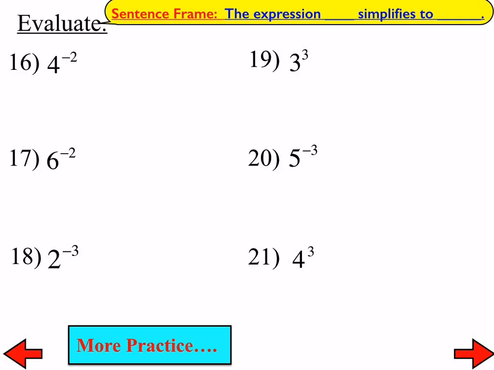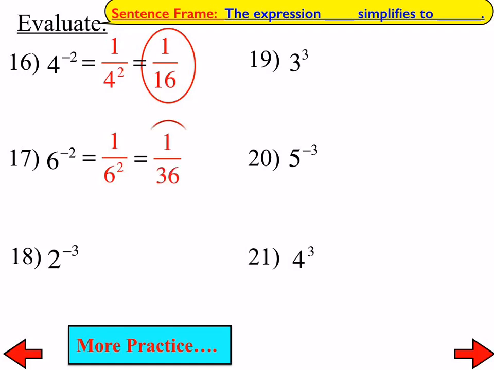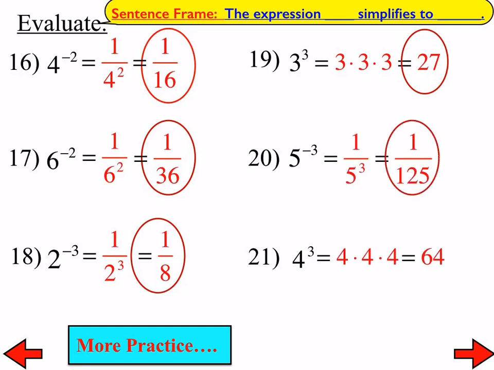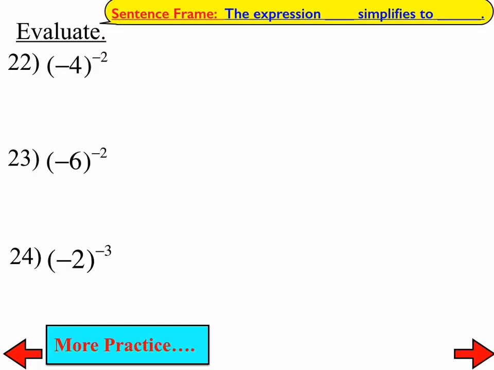All right, so as we quickly saw, most of these are pretty easy. Number 16 is 1 over 16. By the way, if we were asked to write in exponential form, then we would stop at 1 over 4 squared, but we are asked to evaluate here. Number 17 is 1 over 36. 18 is 1 over 8. 19 is 27. We have a positive exponent there. 20 is 1 over 125. 21, another positive exponent there, so that one is just 64. And I asked you to go through number 30, so let's continue on here.